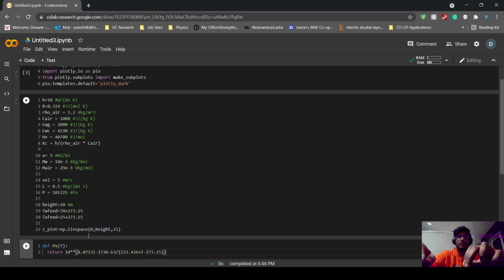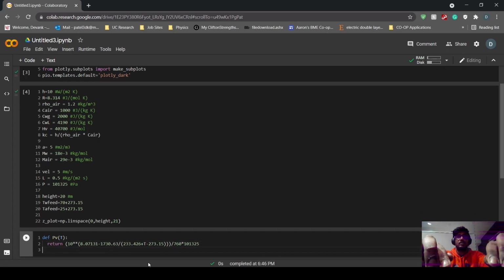And we're going to go ahead and divide that by 760 times the pressure, which is 101,325 pascals, and that's going to be our function.